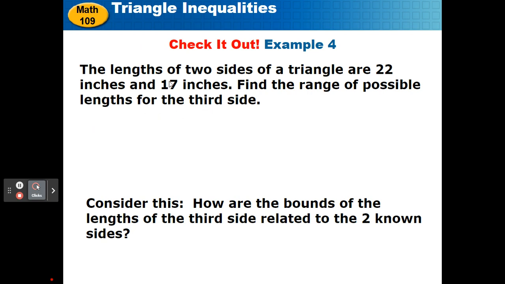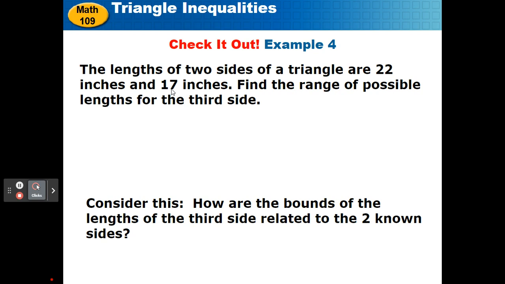Let's see. The lengths of two sides of a triangle are 22 inches and 17 inches. Find the range of possible lengths for the third side. So the strategy I use here, if I know them, is I just subtract my side lengths to get an expression for the minimum value. Here it would be, again, 5. x must be greater than 5, and I add them to get my maximum value. Adding these together, I get 39. So it must be in between 5 and 39 exclusive.